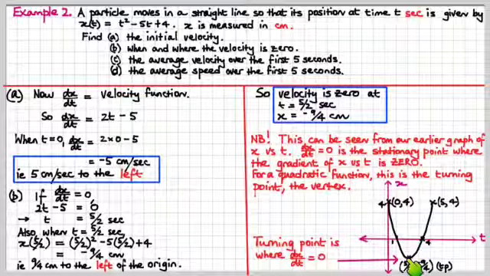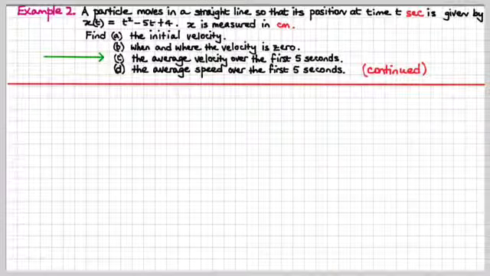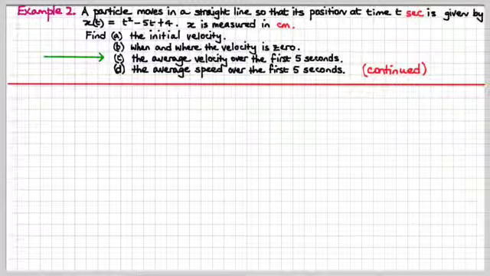So this is the point when and where the velocity is 0. The when is 5 over 2 seconds. The where is minus 9 over 4 centimetres. It's mighty fine, isn't it? Okay, now what are we doing now? We want the average velocity over the first 5 seconds. All right, I think we can do that.